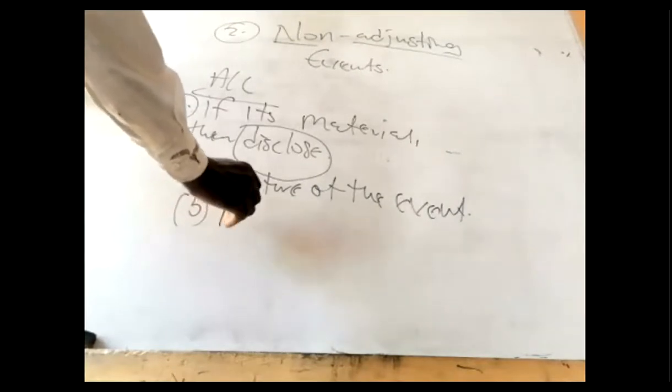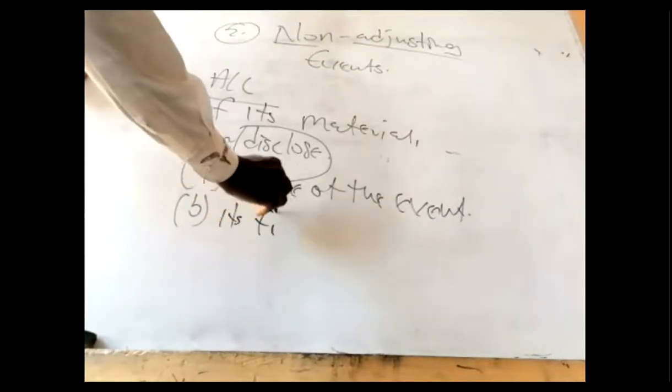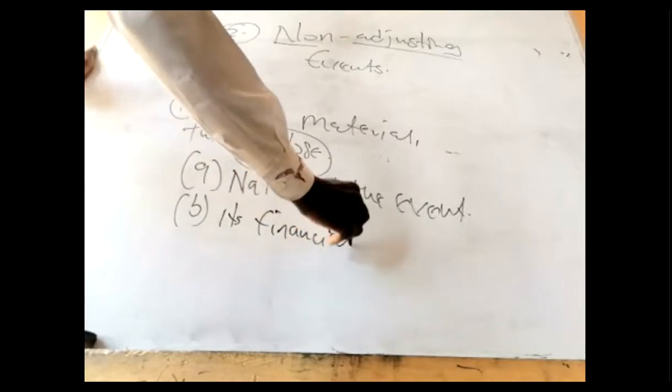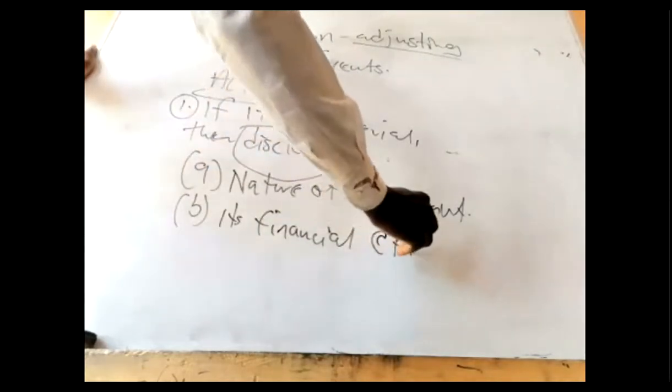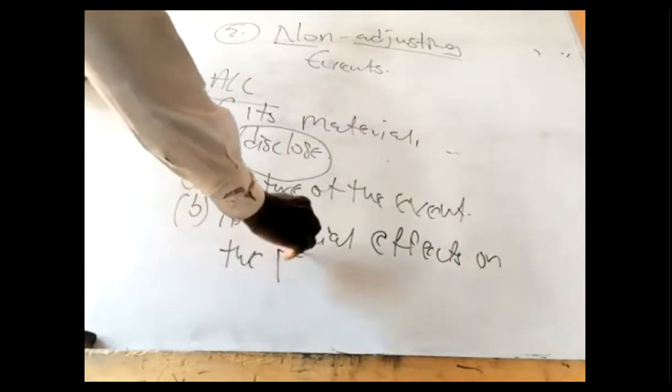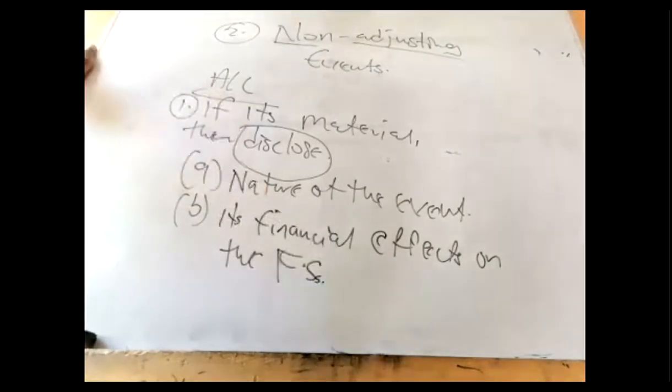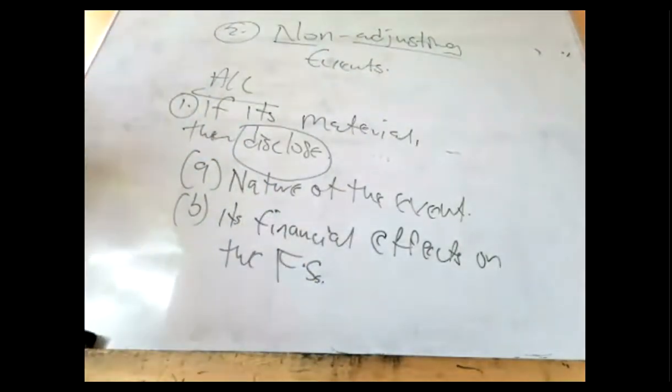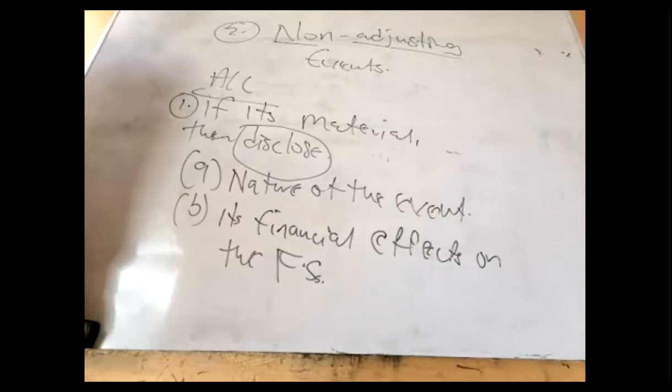So it's financial effects on the financial statement, FS. The financial statement. So which of the financial statements will it affect? It affects profit and loss, financial position, changes in equity. Good. That is all. So that is non-adjusting event. Then we have to look for examples. So let's go in for more examples of non-adjusting events.